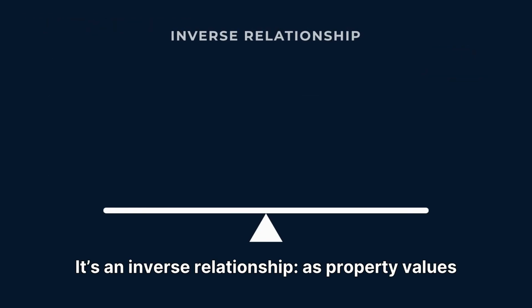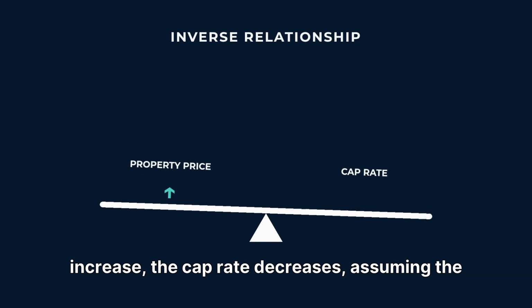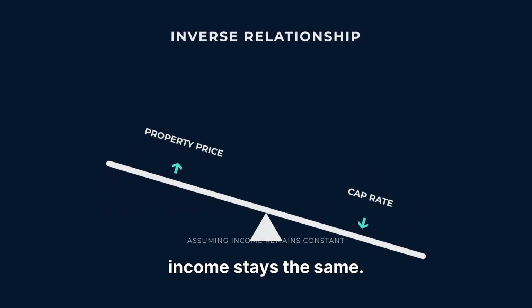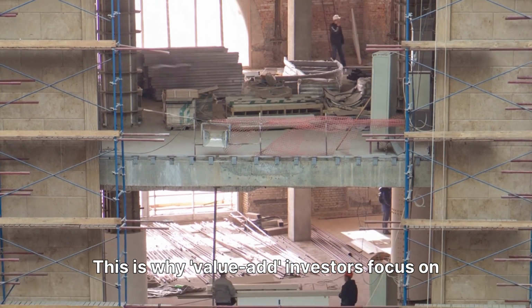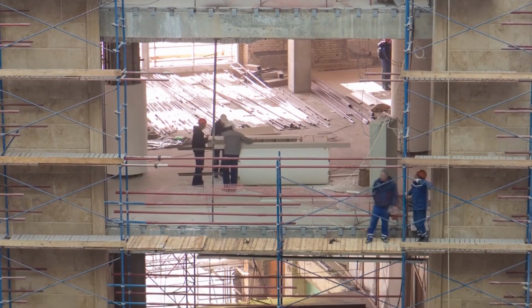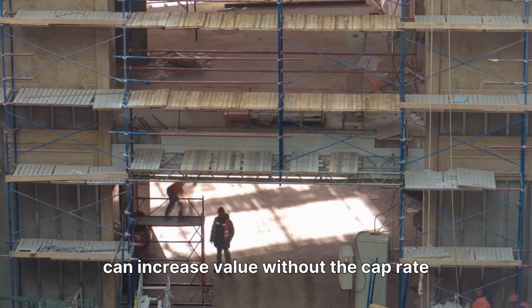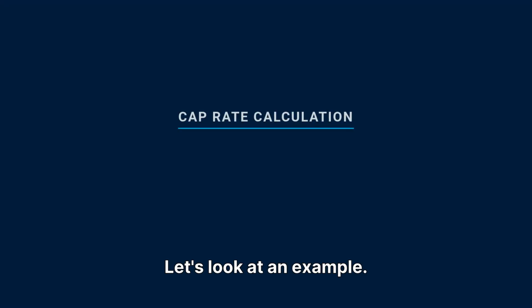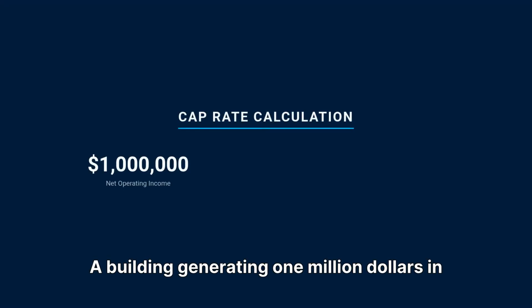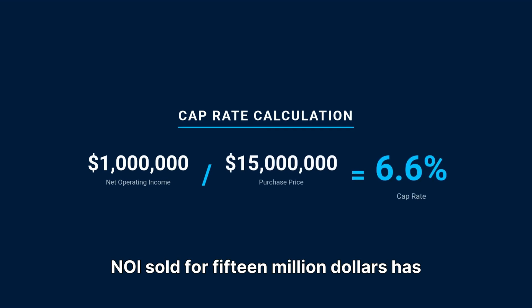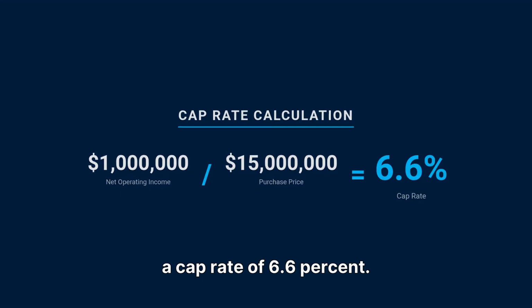It's an inverse relationship. As property values increase, the cap rate decreases, assuming the income stays the same. This is why value-add investors focus on increasing NOI. By raising rents or cutting costs, you can increase value without the cap rate changing. Let's look at an example. A building generating $1 million in NOI sold for $15 million has a cap rate of 6.6%.